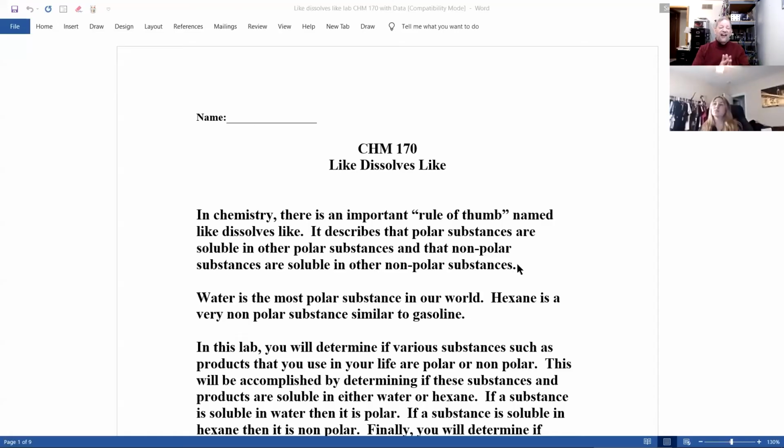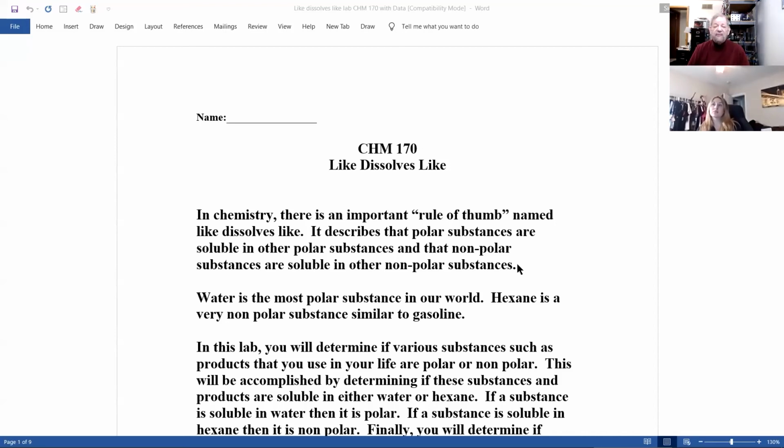All right, it's lab time. And this was an interesting lab I thought up that students find interesting. But anyways, there's an important rule of thumb, which I taught you, especially important when we're talking about how soap works, which I think I'll go over again next week. It's so important, but for now, it's like dissolves like. It's on this thumb. Can you see it?